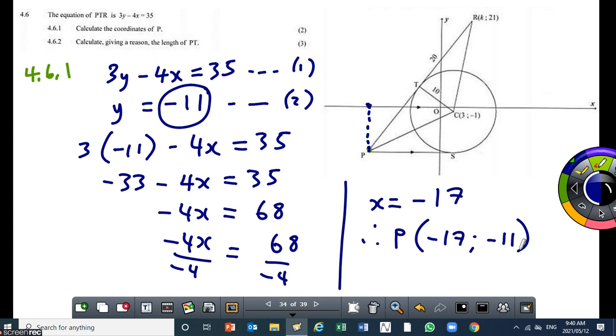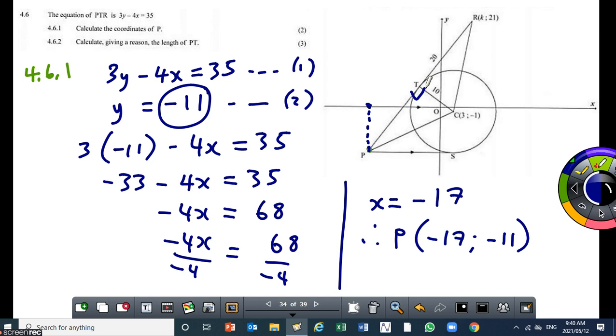Okay, so can I move on to 4.6.2? Now 4.6.2 says, calculate, giving a reason, the length of PT. So the length of PT is from this point to that point. Now, to calculate PT, it's going to be very easy. We can use the theorem of Pythagoras. That's the easiest. But before we use the theorem of Pythagoras, we need to determine the length of PC. Because we know that CPT is a right angle triangle.